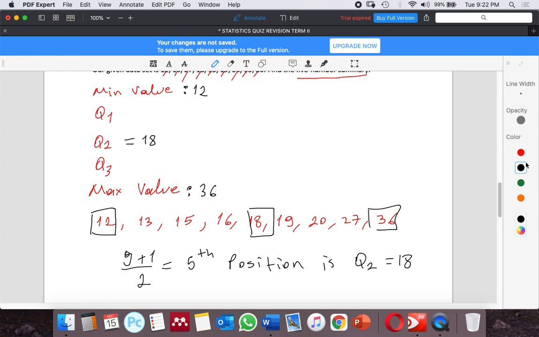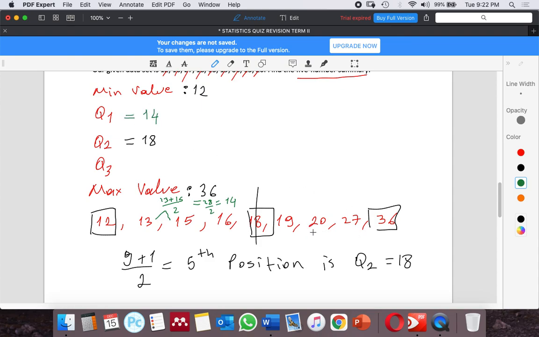After finding Q2, we will use the same process. Okay? So before the number 18, how many numbers do we have? We have 4 numbers. So 4 means an even count. So 4 over 2, which is 2, the second member, plus the third member, averaged. So directly this is equal to (13 plus 15) divided by 2. So it will be 28 divided by 2, which is 14. It's halfway from 13 to 15, which is directly 14. So this is called Q1.